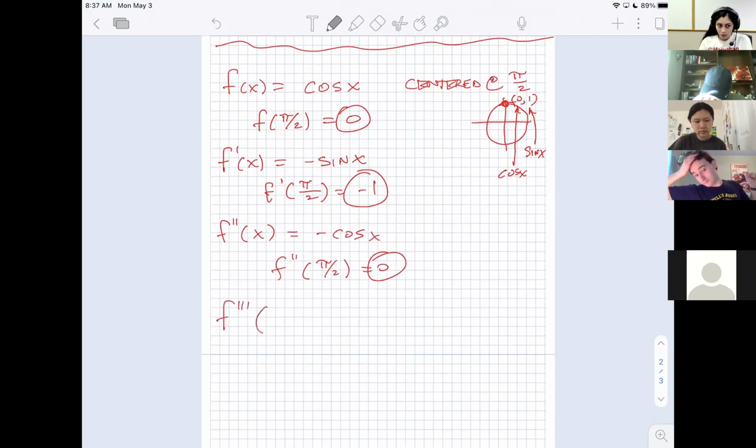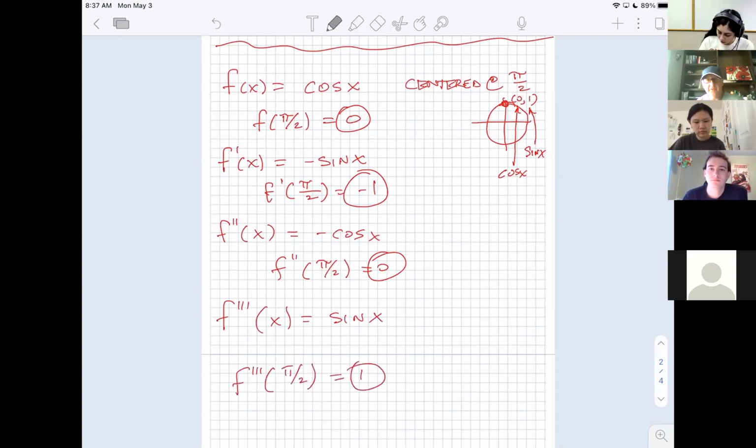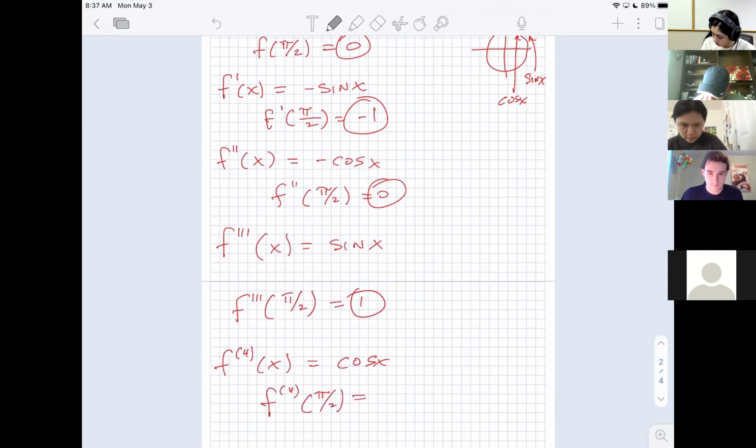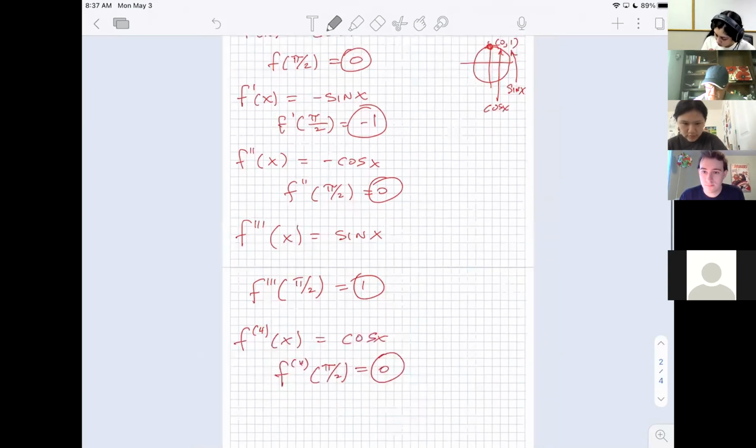Third derivative of cosine is negative sine. The negative and the negative cancel out. So now we have the sine of x. And the third derivative then evaluated at pi over 2 is actually 1. And so notice we're getting zeros every other answer. So the fourth derivative, the derivative of sine is cosine. Notice we just got back to the start again. And the fourth derivative then evaluated at pi over 2 is actually 0. So there's no term there.